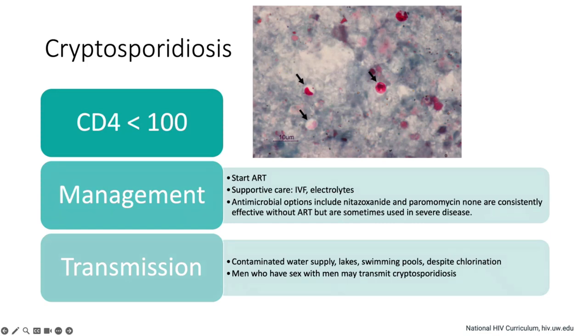Sometimes you will give nitazoxanide or paromomycin. They can be given in severe disease, but most of the time it's really just figuring out how to get them to take ART. It's often from a contaminated water supply. Even if there's chlorine in swimming pools, this can happen. And men who have sex with men are at higher risk.